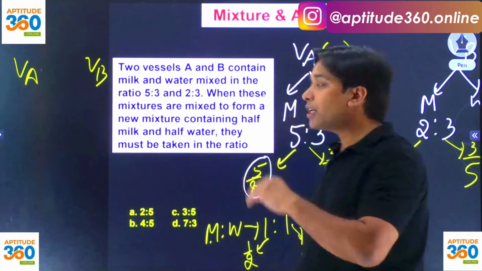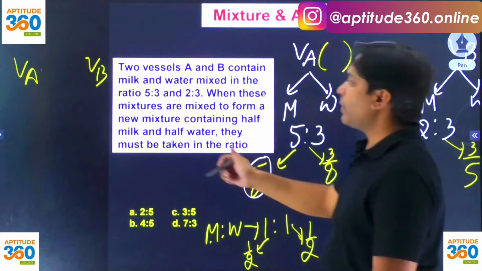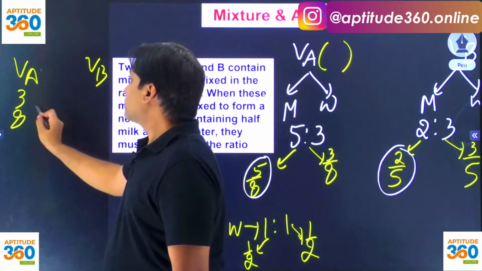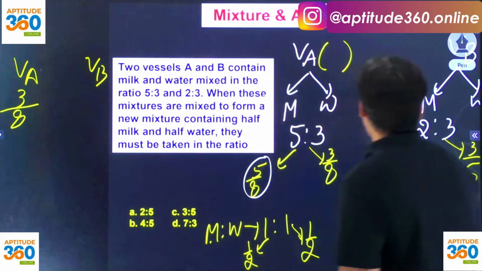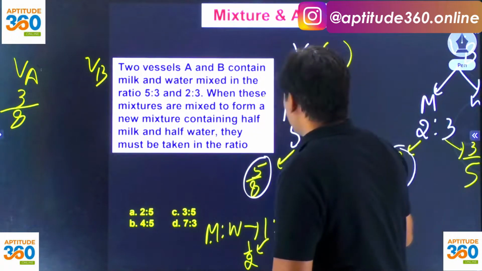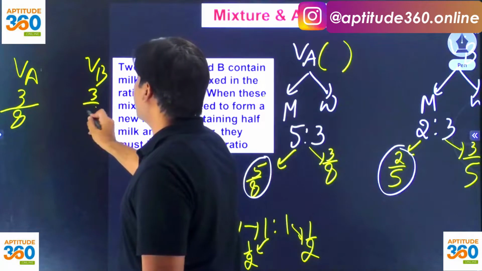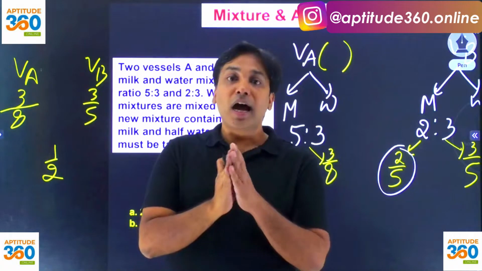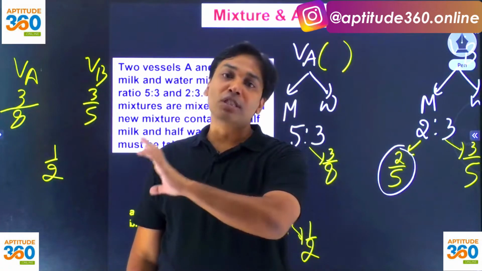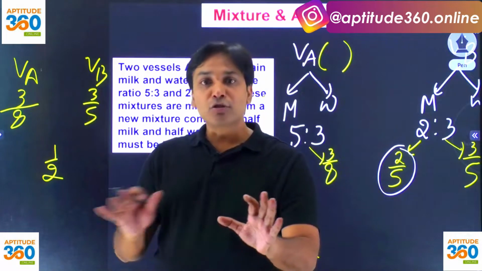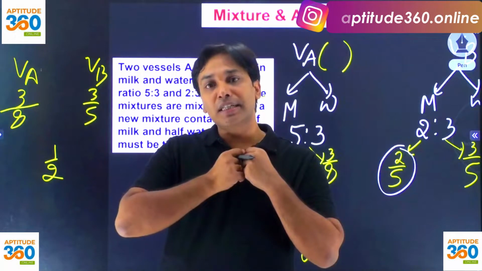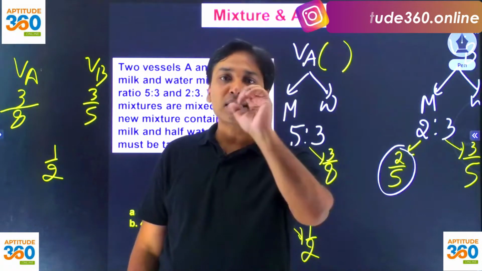How much is water in vessel A? The water over here is 3 by 8. And how much is water over here in the second one? This is 3 by 5. And how much is water in the mixture? This is 1 by 2. Please be patient. If you understand this problem with patience, just applying formulas will not help. If you understand this problem theoretically, then you will be able to solve all the complicated problems related to it.